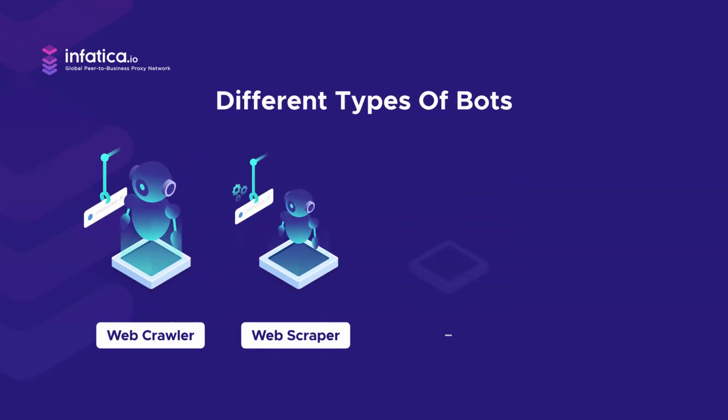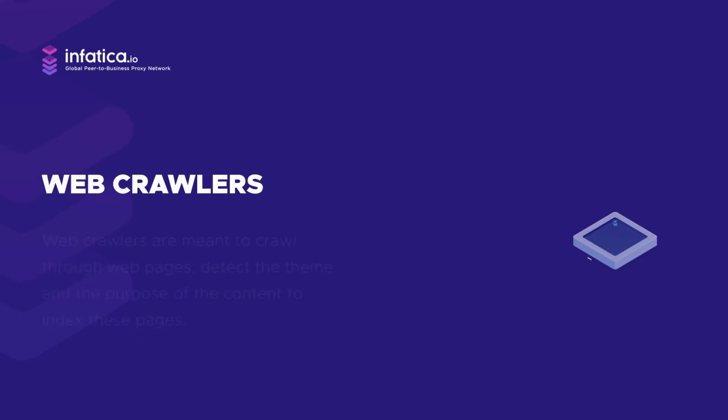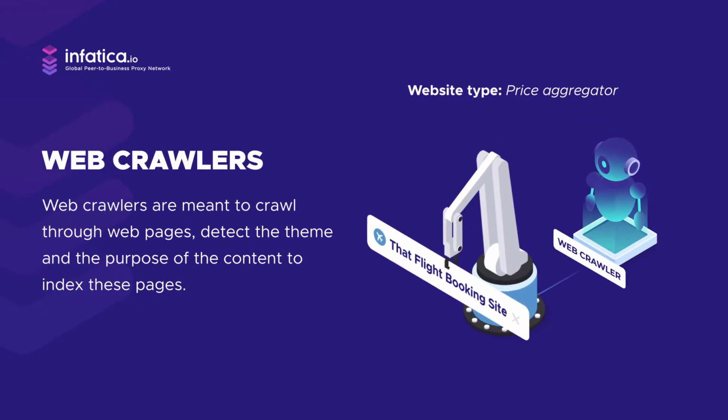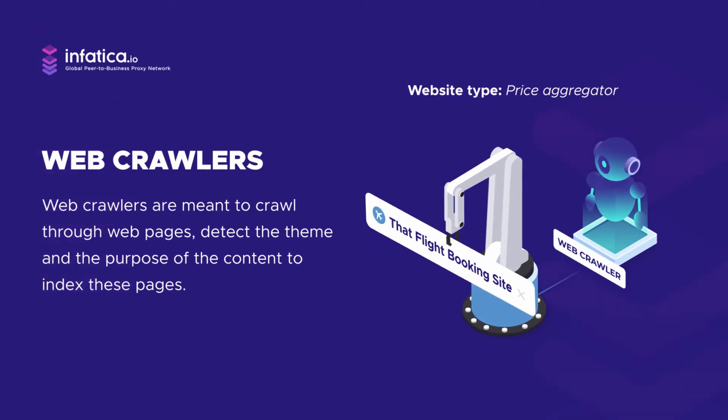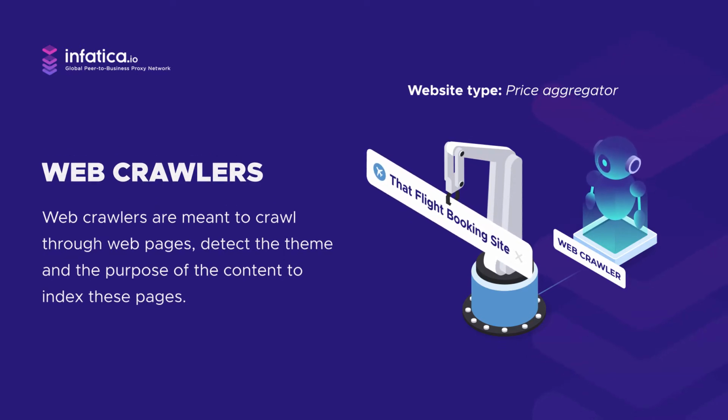Depending on the type of activity a program needs to perform, bots are divided into several categories. Web crawlers are meant to crawl through web pages, detect the theme and the purpose of the content to catalog and index these pages. Webmasters can tell crawlers which pages to process in the robots.txt, a special file located among other files of the website.